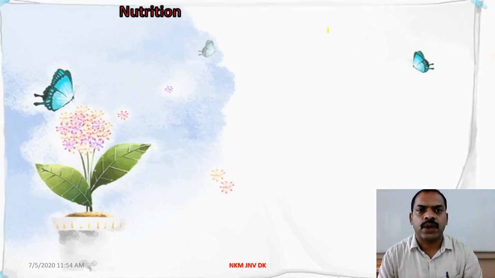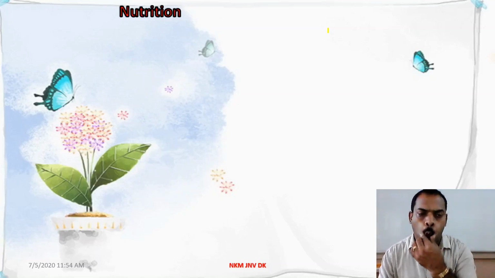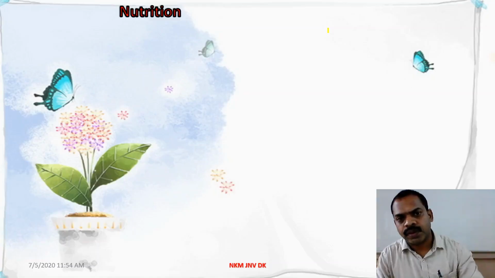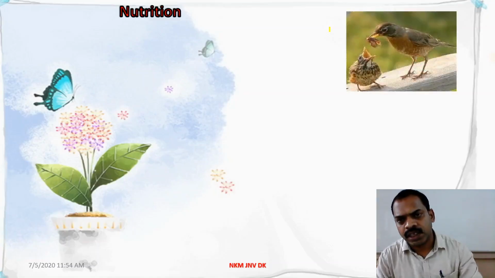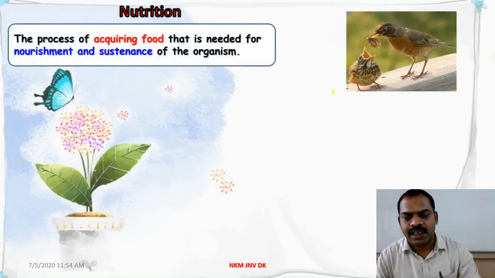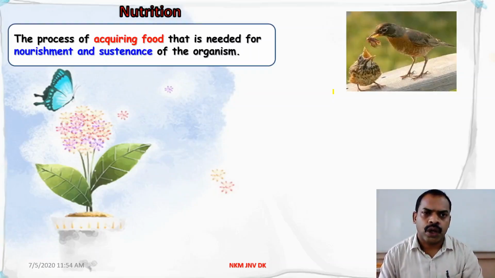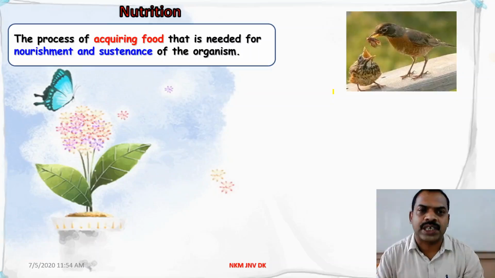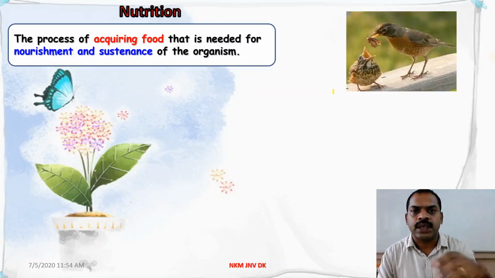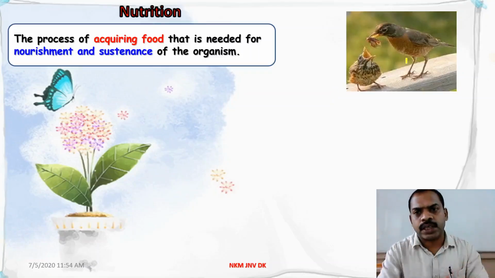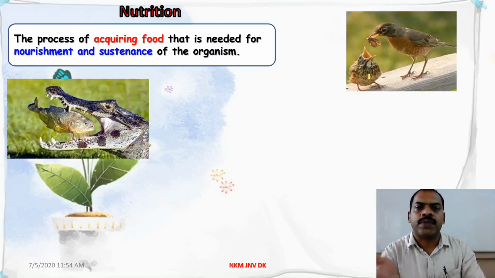We are going to discuss nutrition. So what is nutrition? This is an image of a part of nutrition. The process of acquiring food, or the process of acquiring nutrients, is called nutrition. What is the role of that? It gives nourishment to the organism. Different organisms acquire their food in different manners.